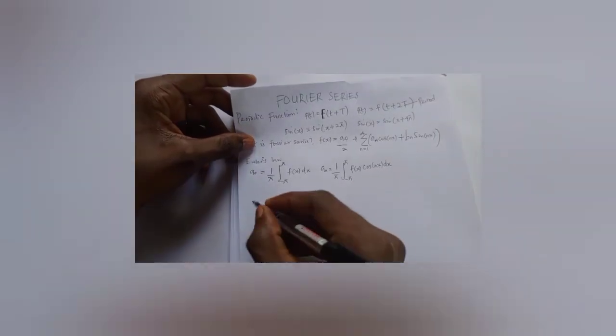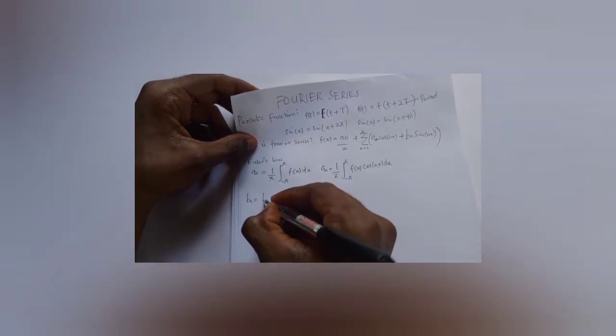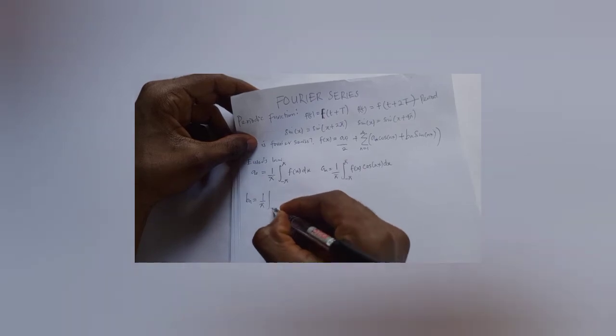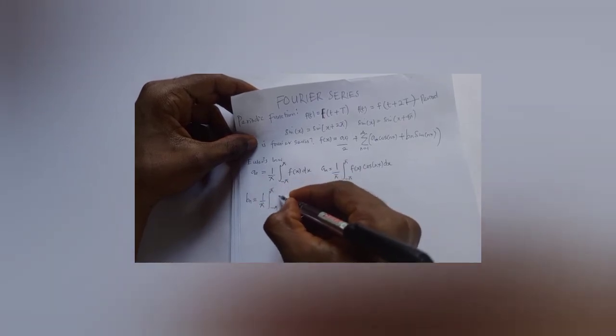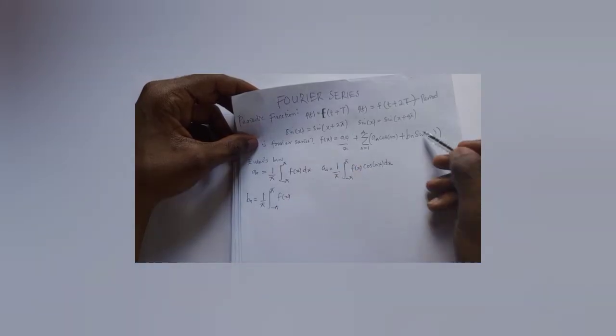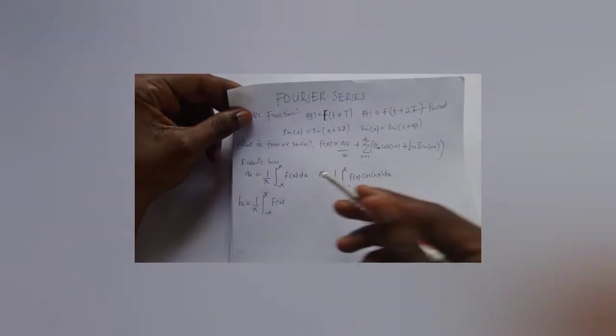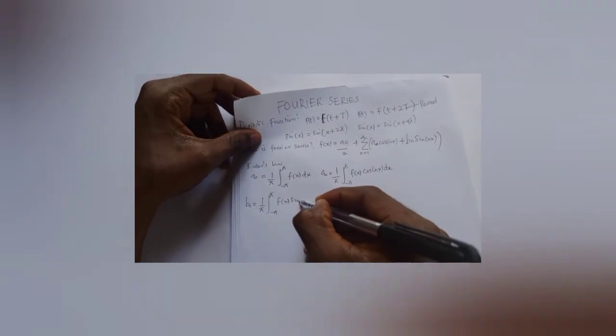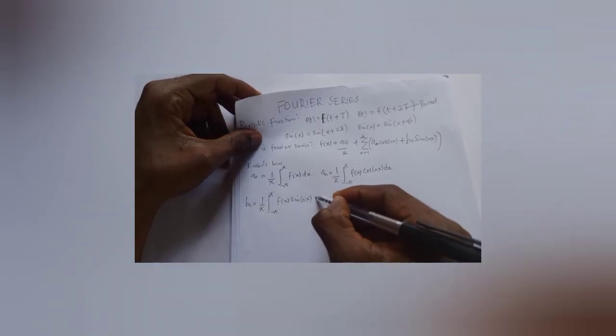And the last is our bn. Since the bn is attached to the sine, it means that bn is equal to 1 over pi, the integral from minus pi to pi of f of x multiplied by the sine function, so sine of nx dx. So this is a representation of the Fourier series.